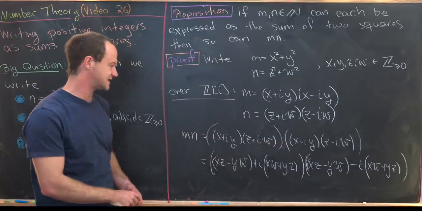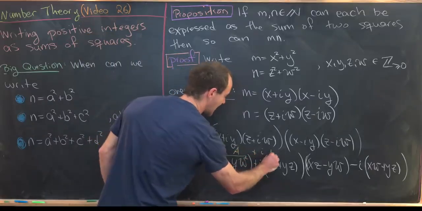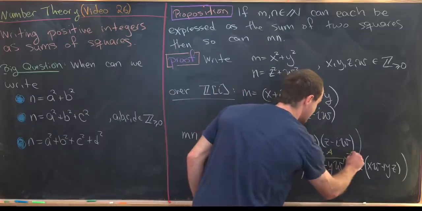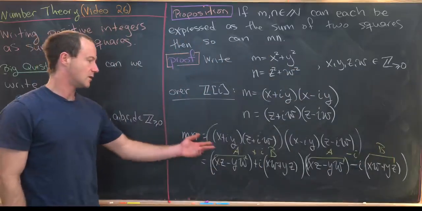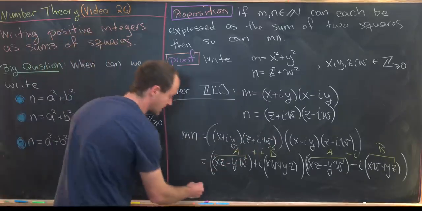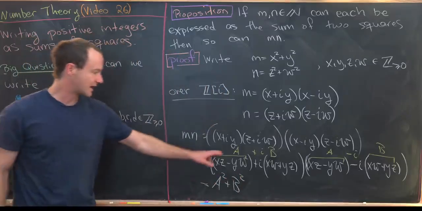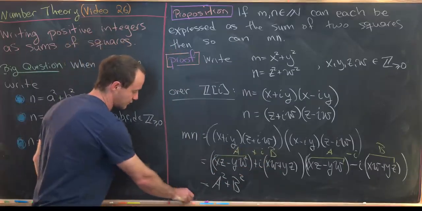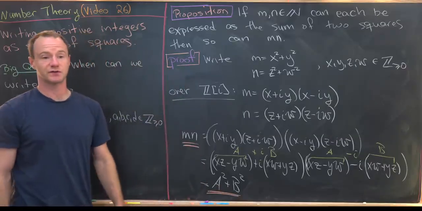Okay, so now let's give these guys some names. Notice this thing right here is of the form A plus i times B. And this guy right here is of the form A minus i times B. But we've got a number and its complex conjugate. We know if we take that product, we'll get capital A squared plus capital B squared, where capital A is this thing right here and capital B is this thing right here. So in other words, we've taken our goal object and rewritten it as the sum of two squares.